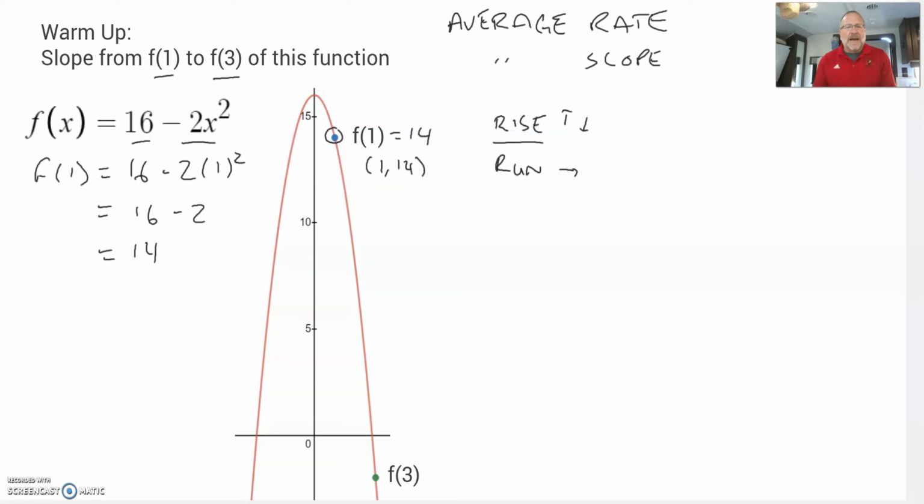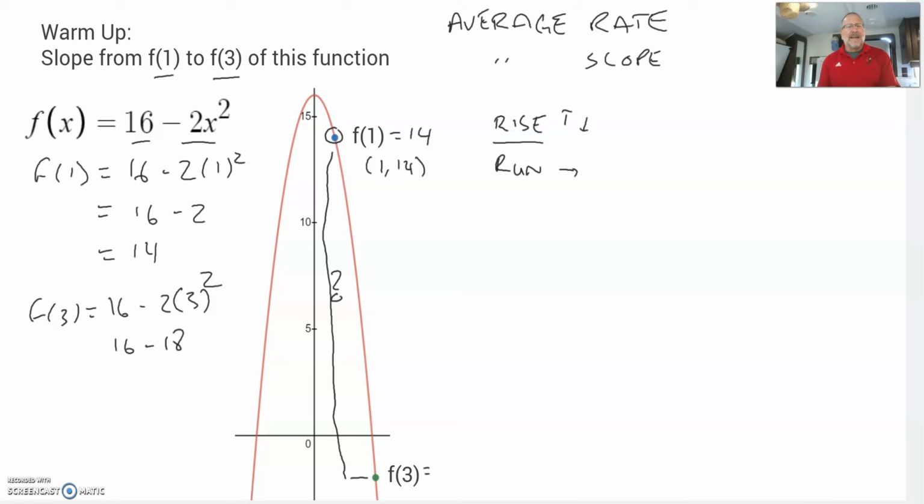You can see that this graph, I can't draw it very straight, drops a long way. There's the negative rise, and it goes over an x value. So I need to figure out what the y-coordinate is way down there at f of 3. What is the y-coordinate at f of 3? I can't tell how far I've come down without that. So let's plug in f of 3. Be careful of the math, and be sure you square first. You're going to get 16 minus 9, or 2 times 9 is 18.